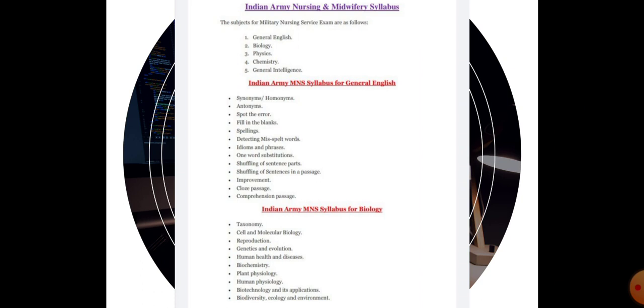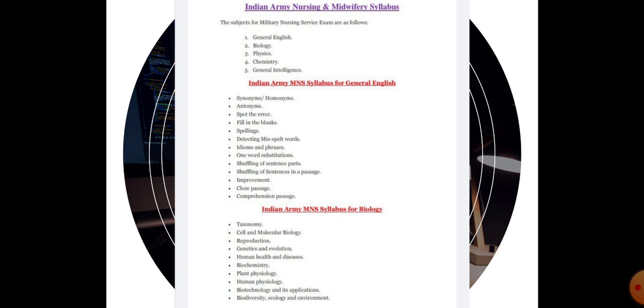Okay, so the syllabus for general English is synonyms, homonyms, antonyms, spot the error, fill in the blanks, spellings, detecting misspelt words, idioms and phrases, one word substitutions, shuffling of sentence parts, shuffling of sentences in a passage, improvement, cloze passage, comprehension passage.